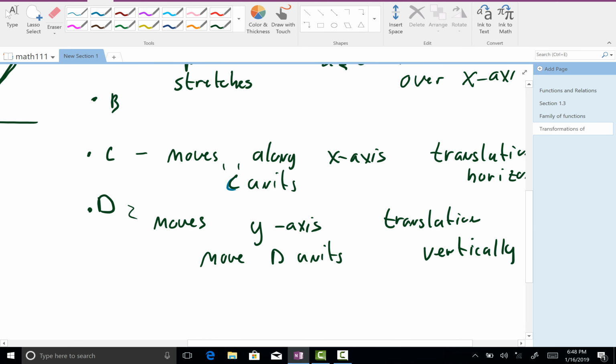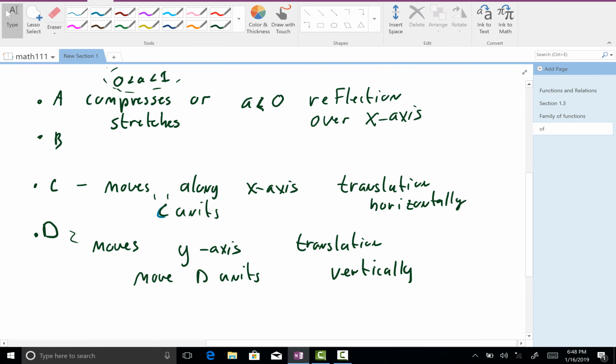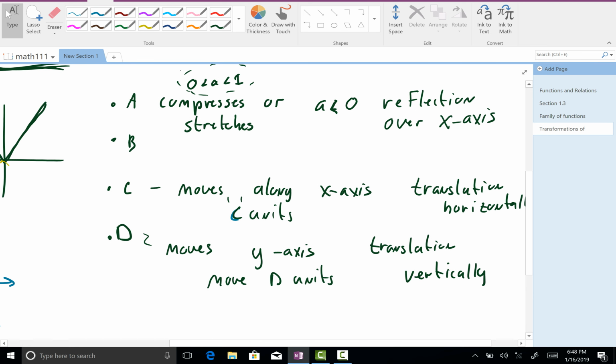All right. So these are probably the bigger translations or transformations that you're going to have to deal with: A, C, and D. But there is a B. It's just really hard to see what that does. Can anybody say what that does? Yeah.